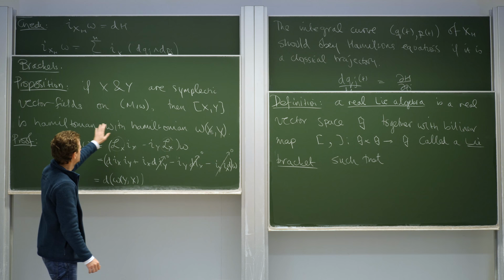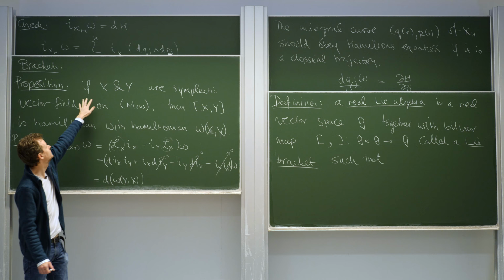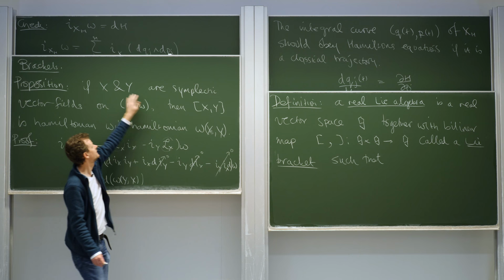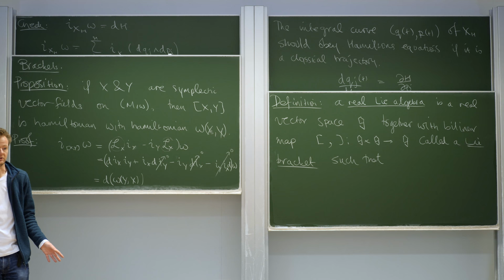So before we get to this definition, this proposition here shows us that if we have two symplectic vector fields, we can take their bracket and get another one. So it's sort of tempting now to think about the space of all vector fields under this composition operation of bracket here. And to that space of all things will be a space of symplectic vector fields, but with this additional bilinear structure there.